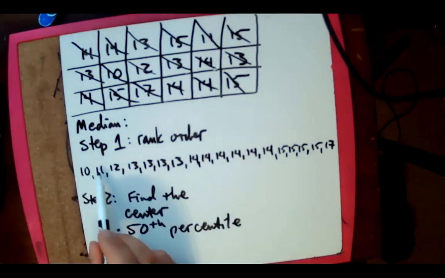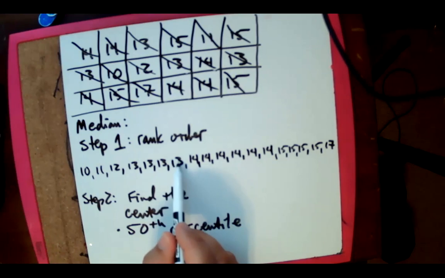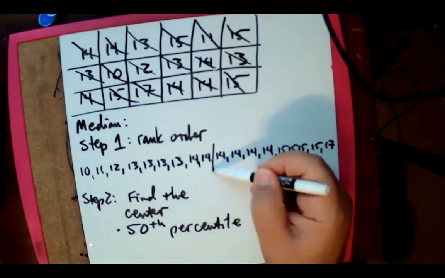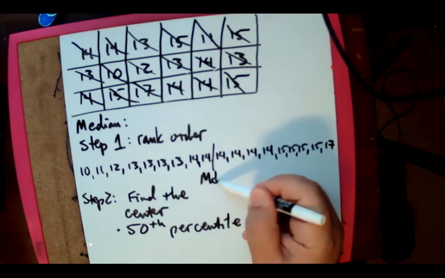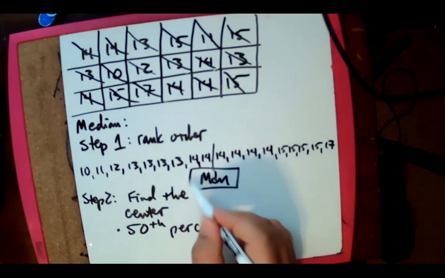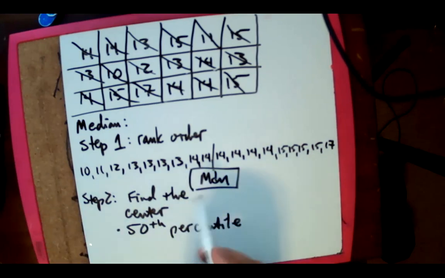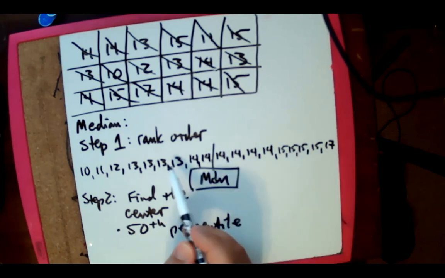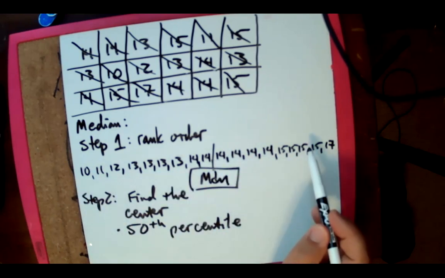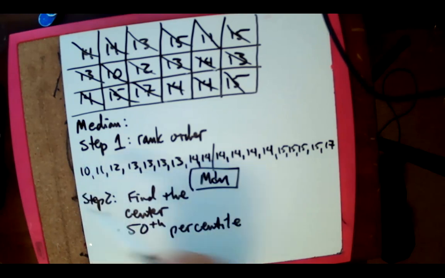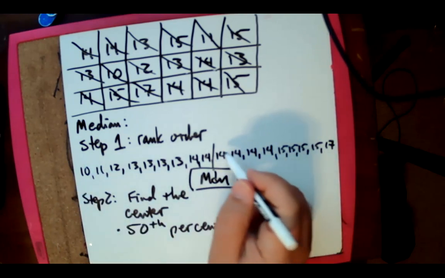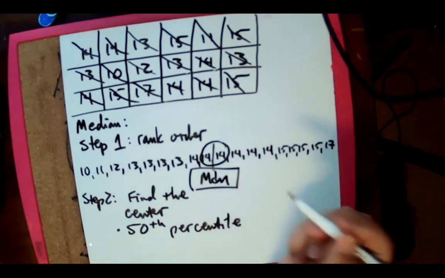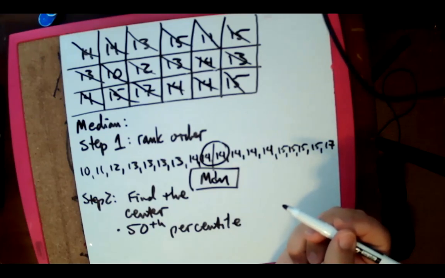So we're just going to count 1, 2, 3, 4, 5, 6, 7, 8, 9. So right there. Here's our median, MDN for short, right? Right between these two number 14s. So let's double check. 1, 2, 3, 4, 5, 6, 7, 8, 9. Cool. So I have 9 on the right, 9 on the left. 50% of the scores to the right, 50% of the scores to the left, and my median is right in the center. So it falls right between these two numbers, 14 and 14.